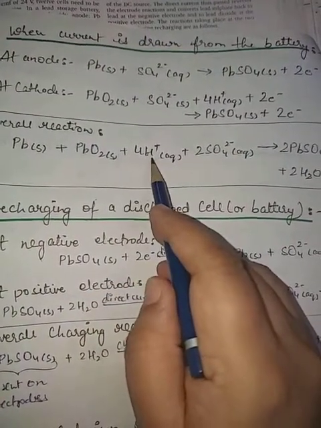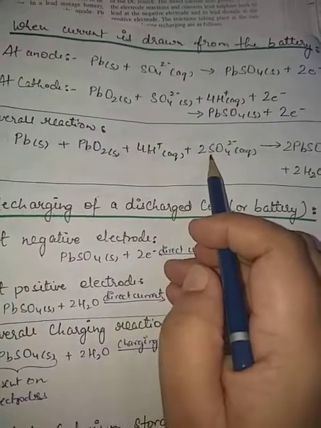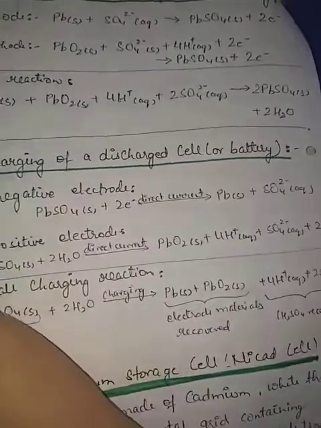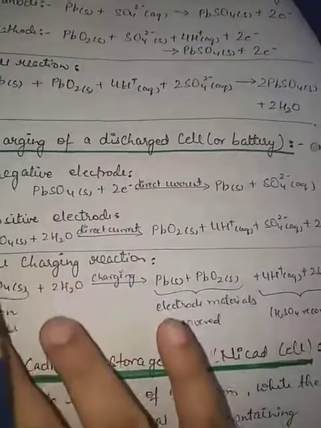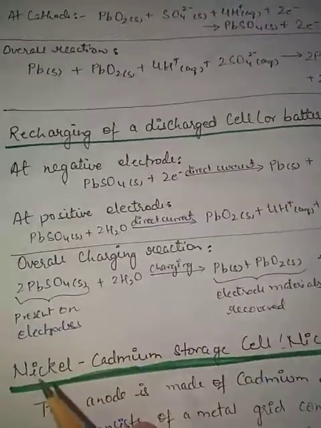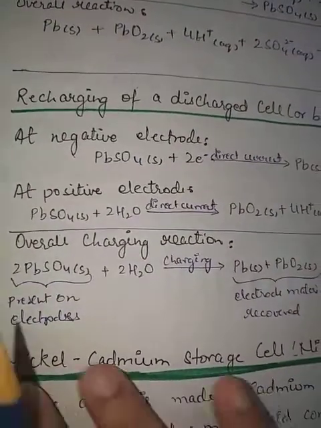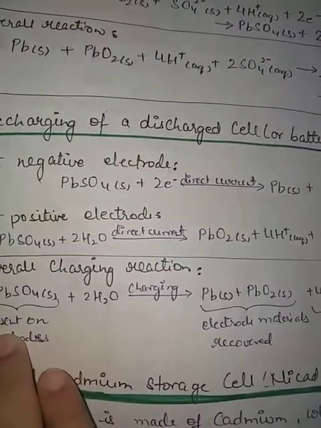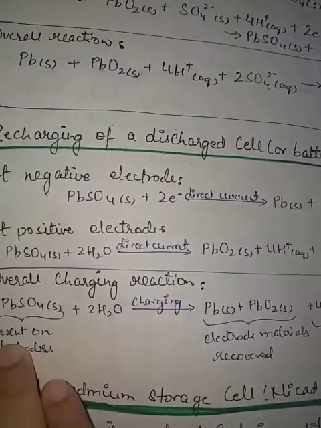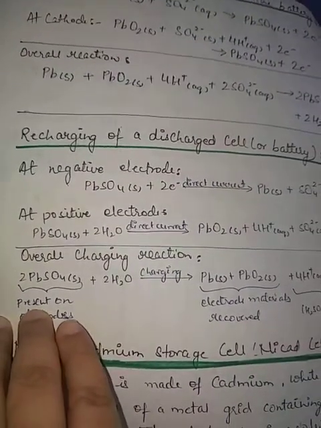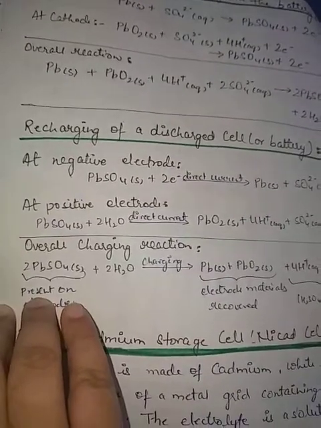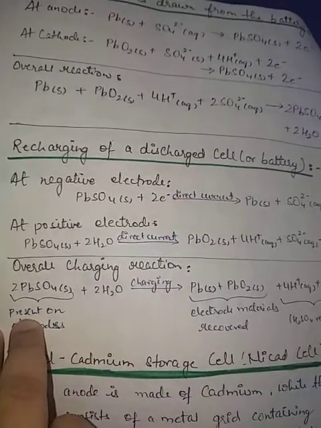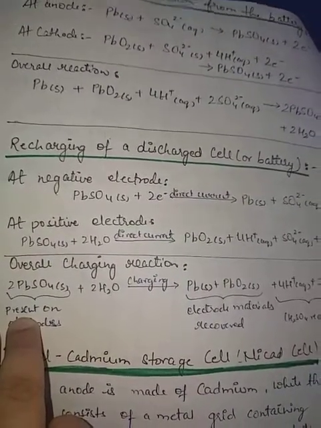combining with H plus and SO4 2 minus to form lead sulfate and water. In both cases, lead sulfate and water are formed. It means in the overall reaction the sulfuric acid gets used up, because discharging of the cell is taking place. Therefore when current is drawn from the cell, the sulfuric acid gets diluted, and its specific gravity falls.